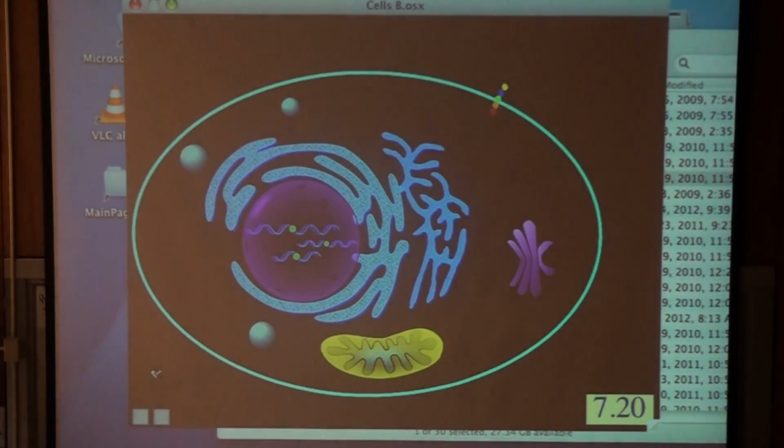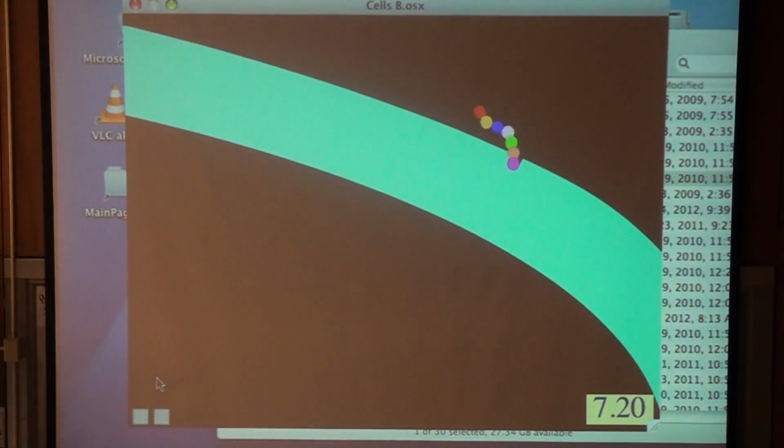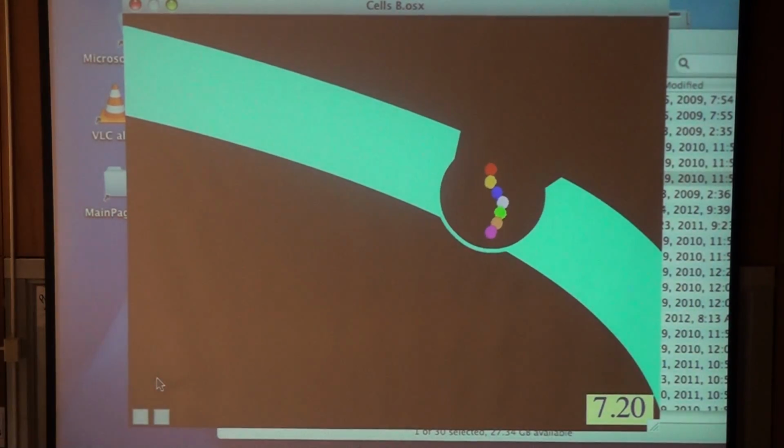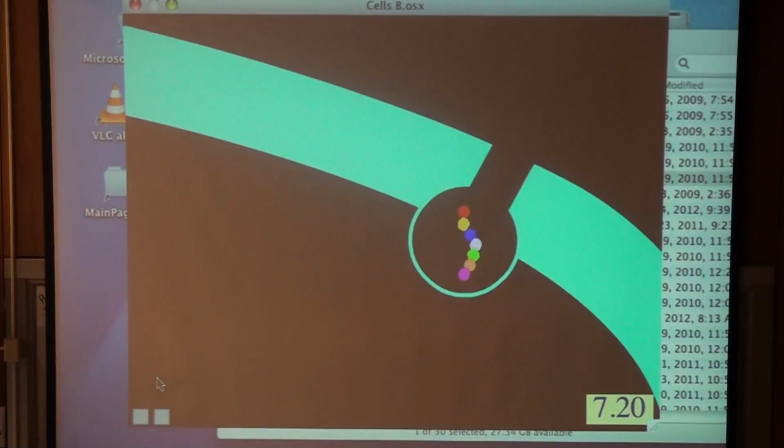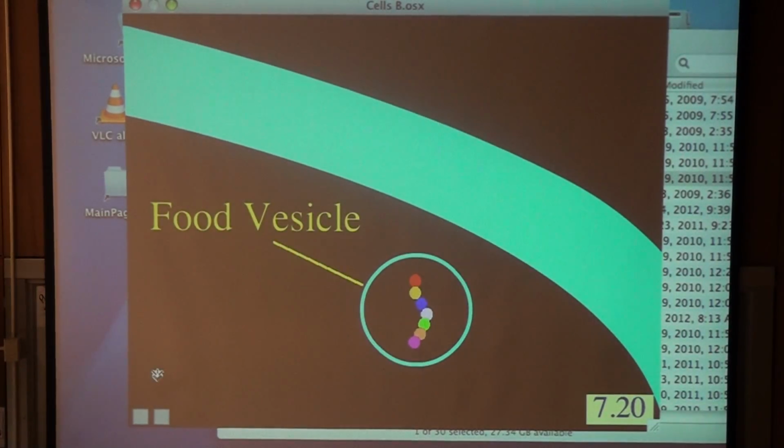Okay, so as I was saying, sometimes the cell needs to import things. Well, to do that, it has a process called endocytosis, which is essentially exocytosis run in reverse. The molecules that the cell wants to import come over here to the cell membrane, and then the cell membrane pinches inward. A new vesicle is formed. Some of the plasma membrane buds inward, and you get a new vesicle coming into the cell.